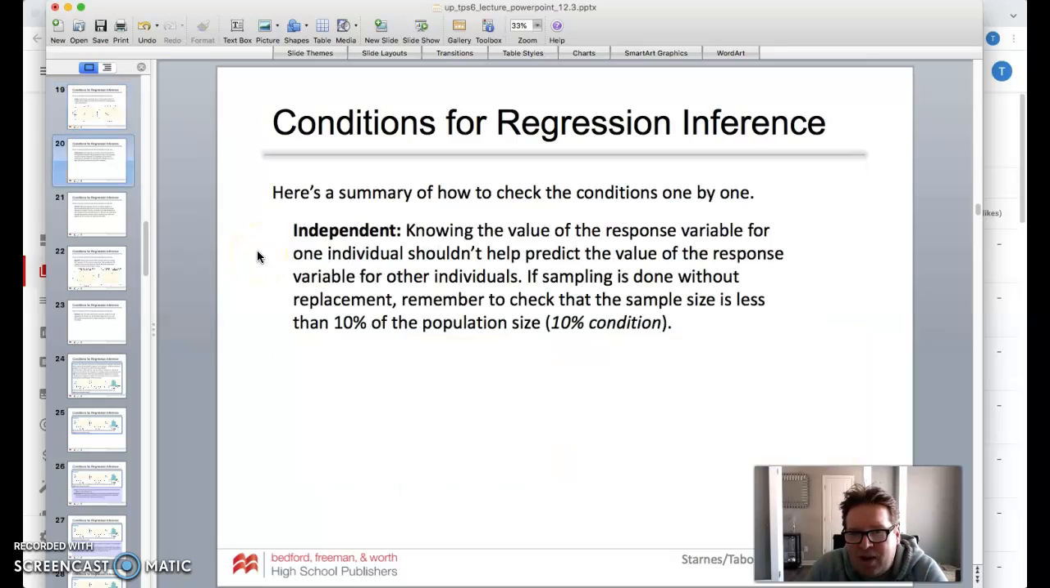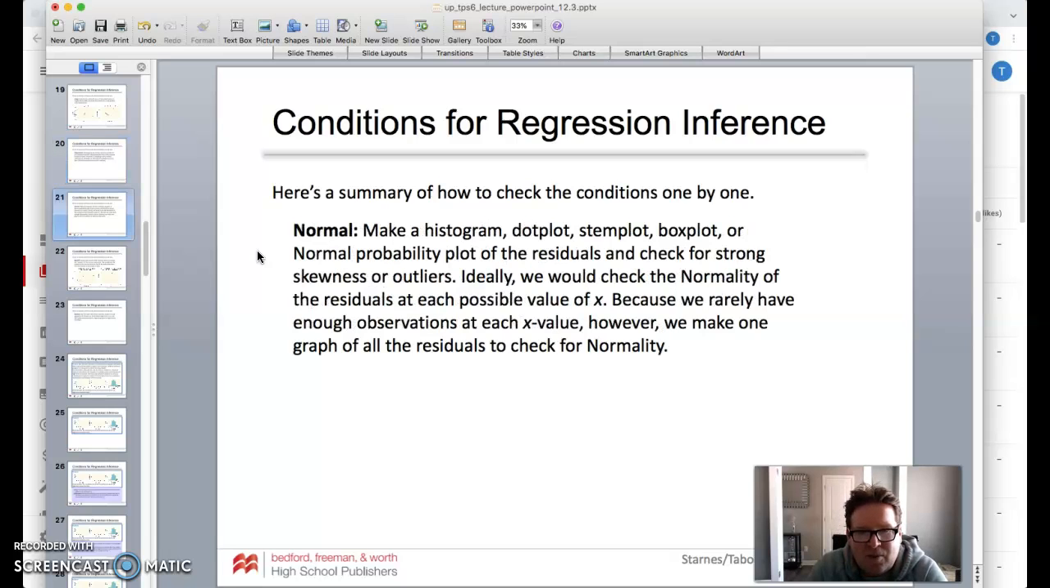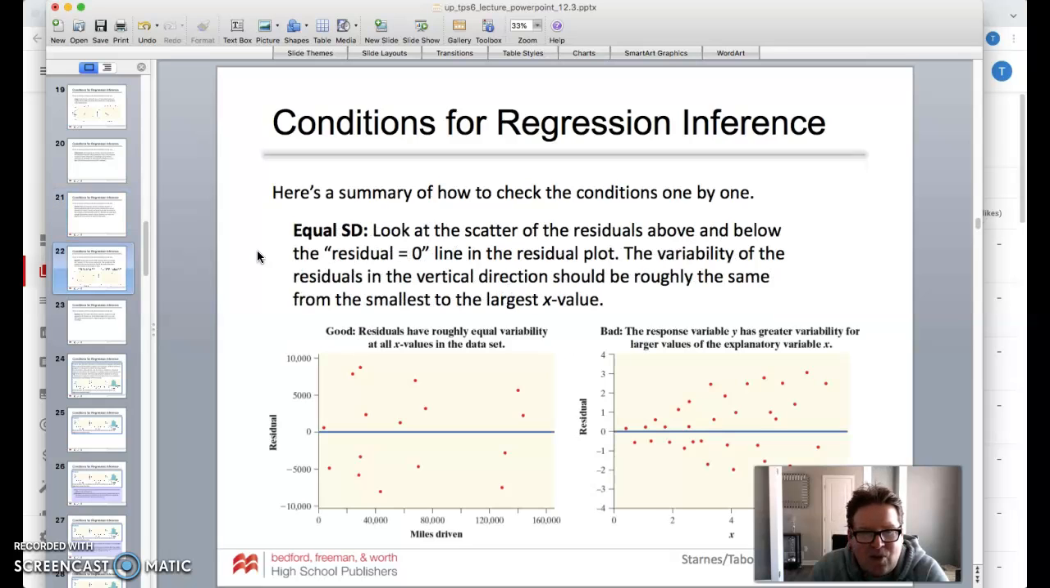Independent: knowing the value of the response variable for one individual shouldn't help predict the value of the response variable for others. And if we're not doing replacement, make sure we're doing our 10% condition. To check if it's normal, make a histogram, dot plot, stem plot, box plot, or normal probability plot of the residuals. Check for strong skewness or outliers. We'd like to check that. So again, make sure that it's normal. Make sure we have equal standard deviations.